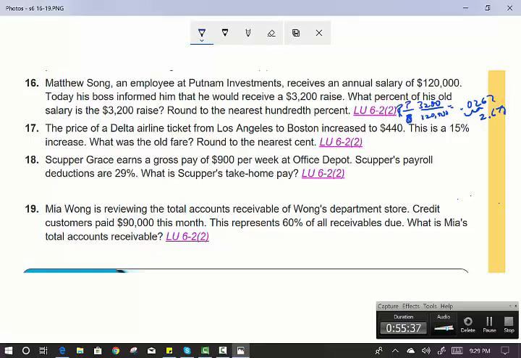Number 17. The price of a Delta airline ticket from Los Angeles to Boston increased to $440. Okay, notice how they've worded this particular problem. It increased to $440. It's a 15% increase over what it was. What was the old fare? The old fare is going to be the base. And this is an increase type of problem, but still base is equal to part divided by rate. And the part is the amount of the increase of 440.